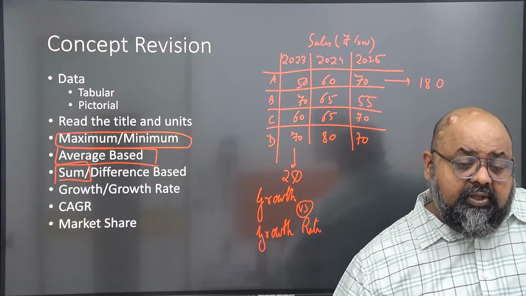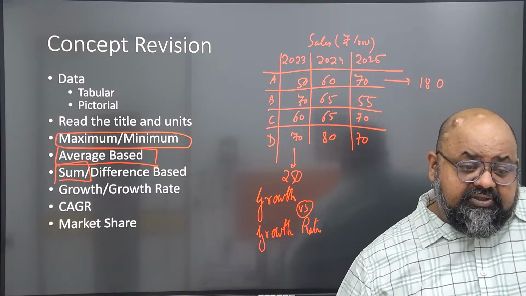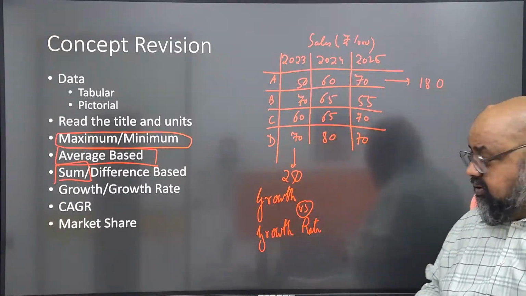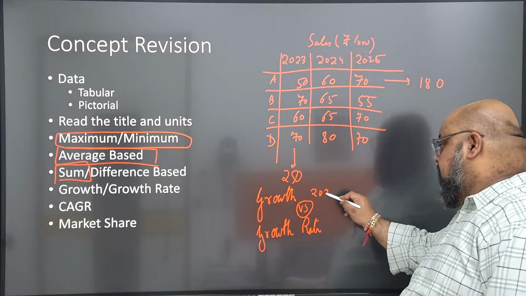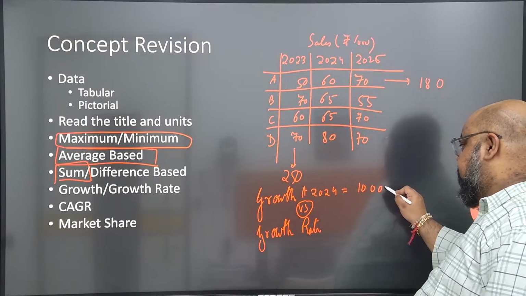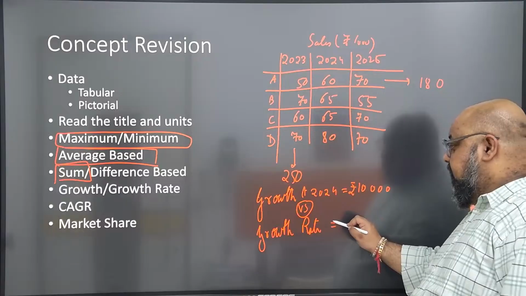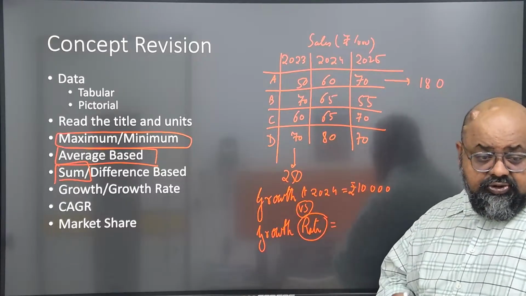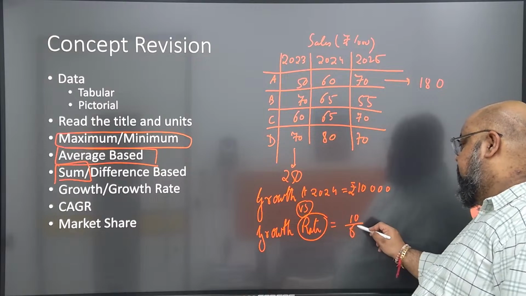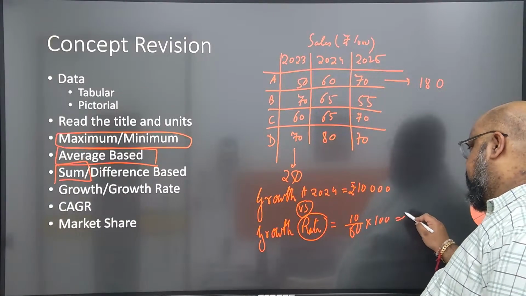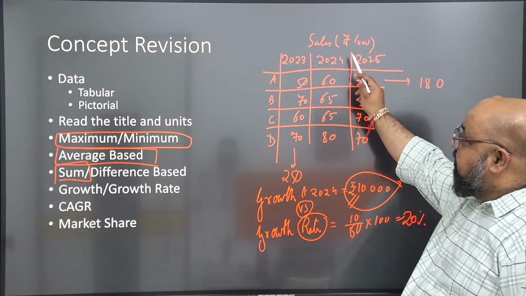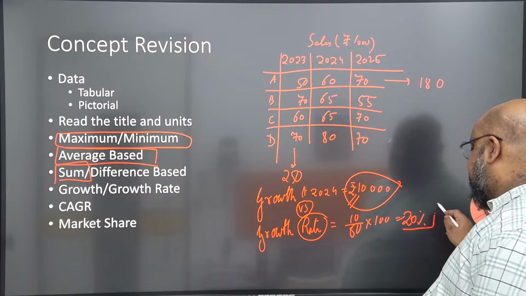So when I say growth, the sales for A in 2023 was 50,000 rupees. In 24 is 60,000 rupees. So the growth for A in 2024 will simply be 60 minus 50, 10,000 rupees. The growth rate is a percentage. So the growth rate for the same product for the same period will be 10 upon initial value 50, which is 20%. Growth has the same unit as the data. Growth rate is a percentage value.